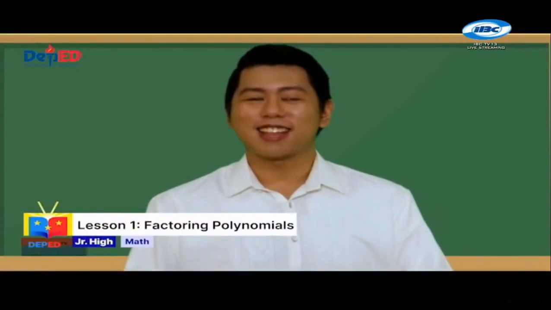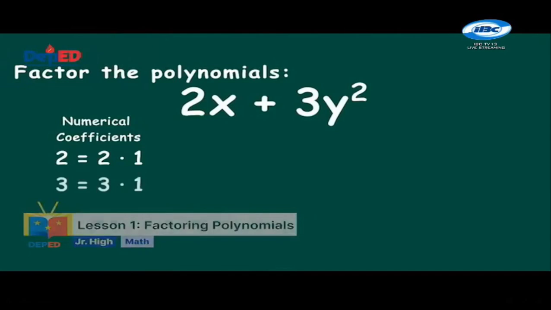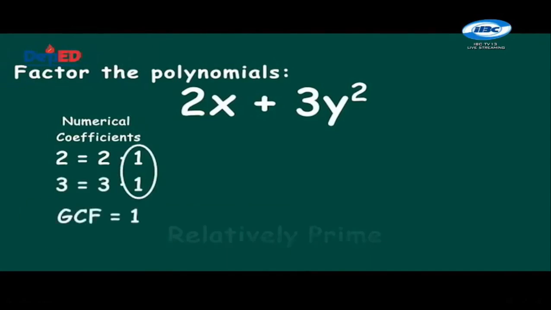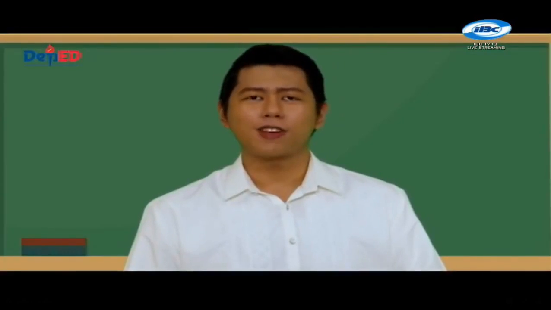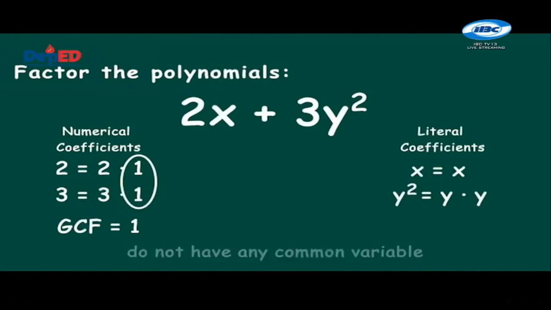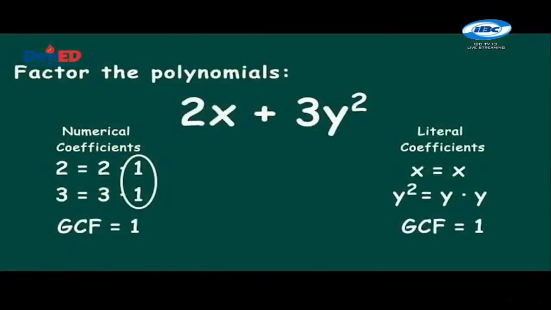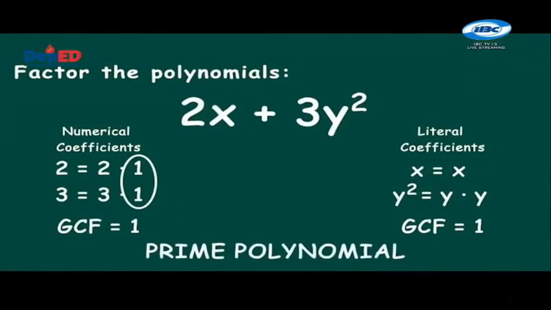Let us try the next example. Get the factors of 2x plus 3y squared. What is the greatest common factor of 2 and 3? Since these numerical coefficients and constant are relatively prime, the greatest common factor is 1. How about the literal coefficients? They do not have any common variables. Hence, the greatest common factor is also 1. Similar to our previous example in finding the greatest common monomial factor, there will be instances that it is 1. We call these polynomials prime polynomials.